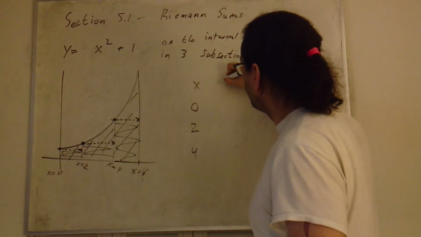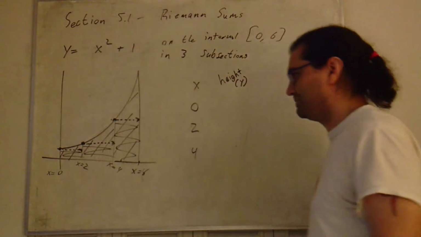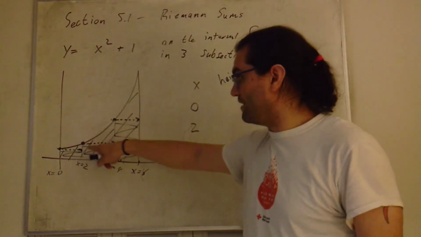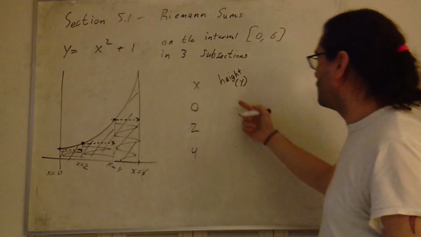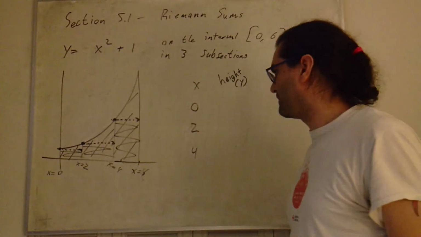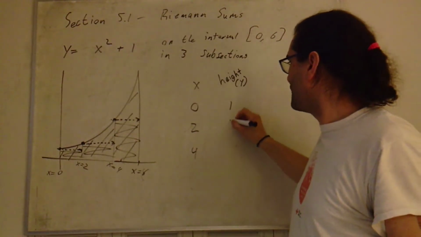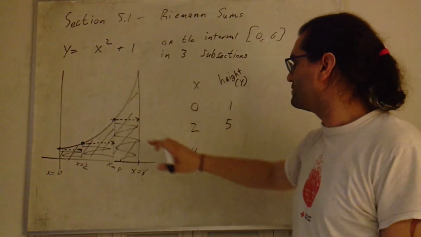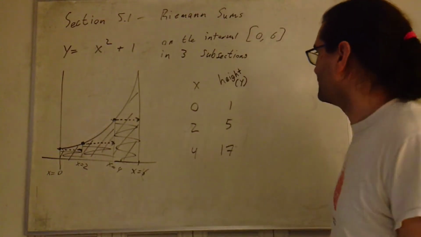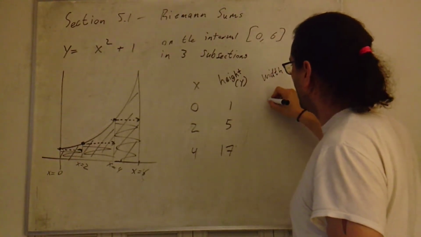The height of these rectangles is just going to be a y value. The height here is the distance from the x-axis to the y value at these x points. So all I need to do to find the heights of these rectangles is plug these x values into the function. So at x equals 0, I should get a height of 1. At x equals 2, I should have a height of 5. And at x equals 4, I should have a height of 17. These are the heights of my rectangles. The width of my rectangles is always going to be 2.